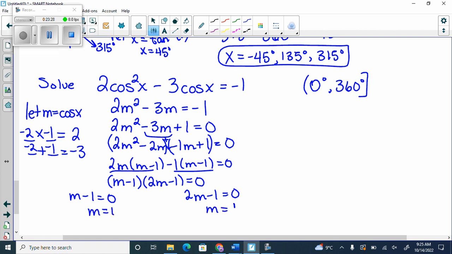And then what do I have to do? Go back to grade 12, and replace the m's with cos x. So I have cos x equals 1. And cos x equals 1/2. So I am literally back to doing exactly what we just did. I just now have to do 2 of them to solve this question. Right?